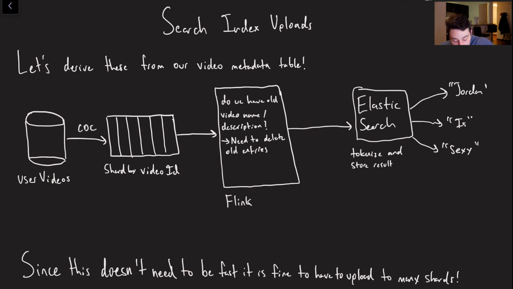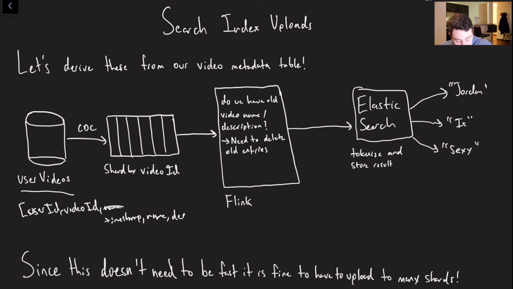Well, let's imagine we have our user videos table, which to remind you is a user ID, a video ID, a name, a timestamp, probably first timestamp, then name, then description, and so on. We can actually upload first to this table, then use change data capture to go ahead and derive another table off of it, where we first shard by our video ID.